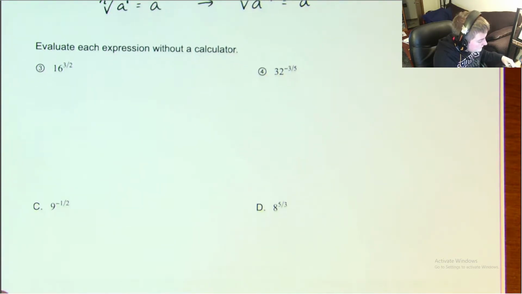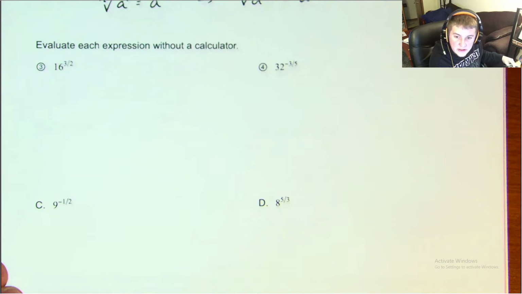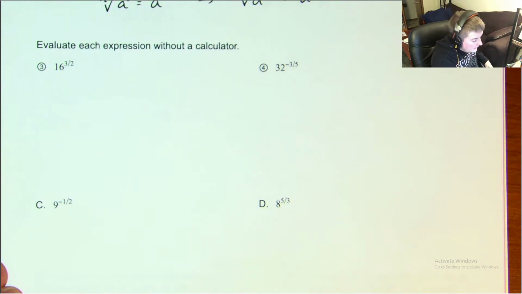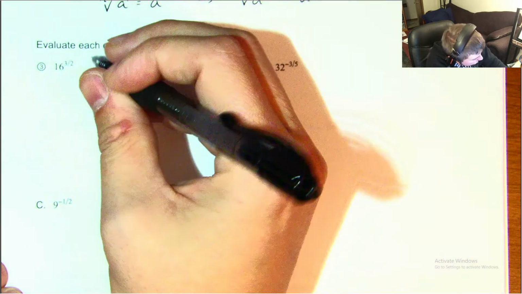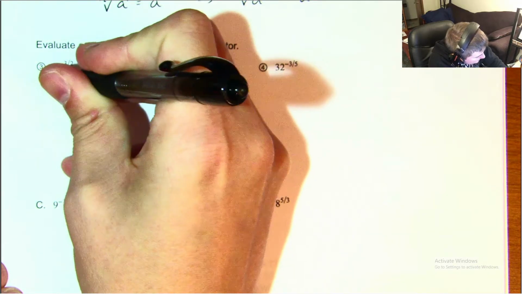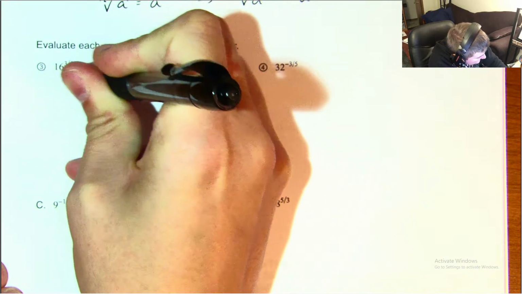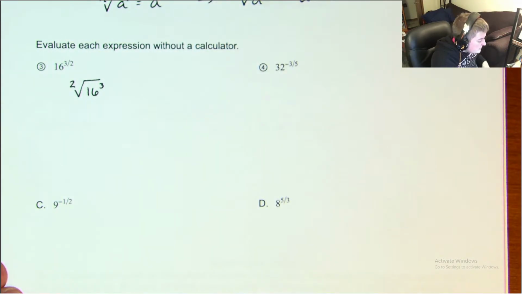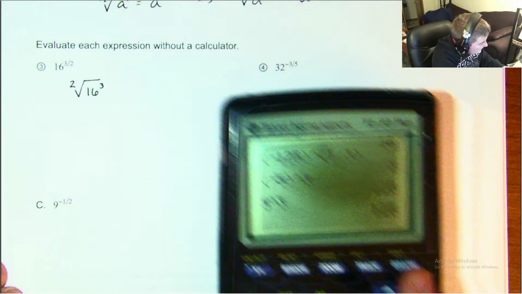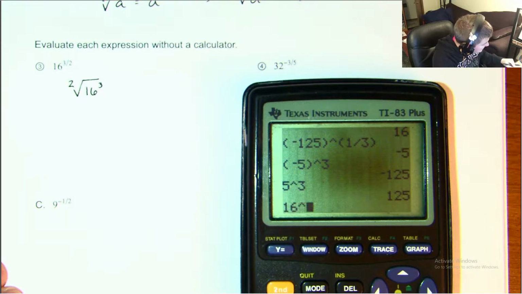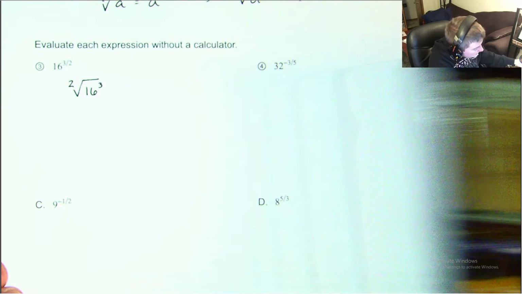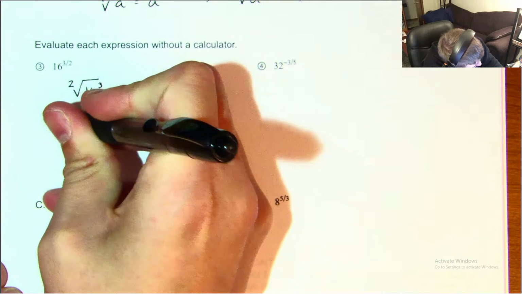So I have 16 to the 3/2 power. That means this is going to be equivalent to the square root of 16 to the 3rd power. 16 to the 3rd power is 16 times 16 times 16, and we can evaluate that part here. So essentially when it says without the use of a calculator, what that means is I just see these steps that I'm showing here.